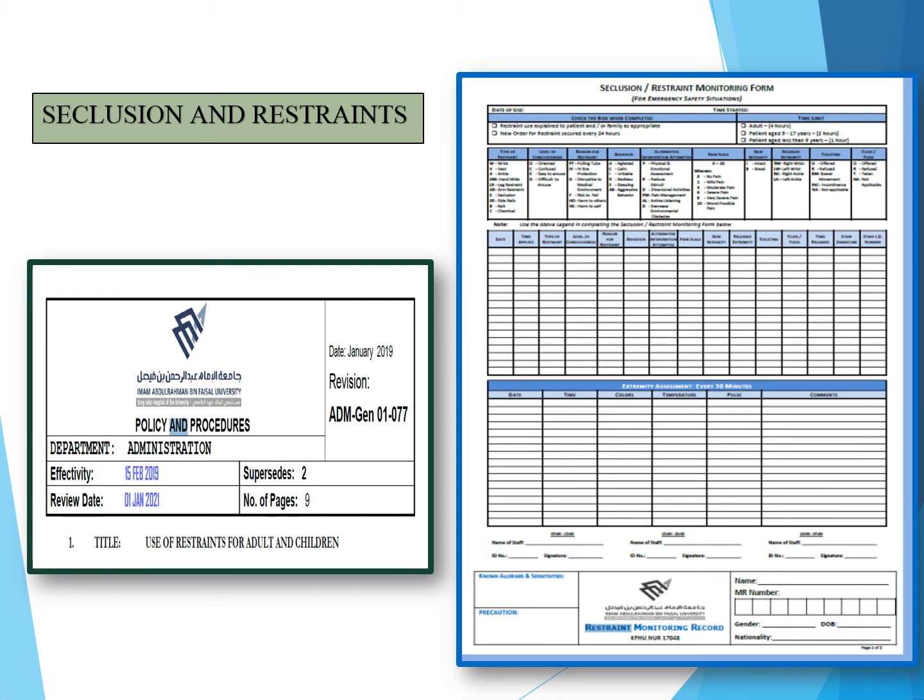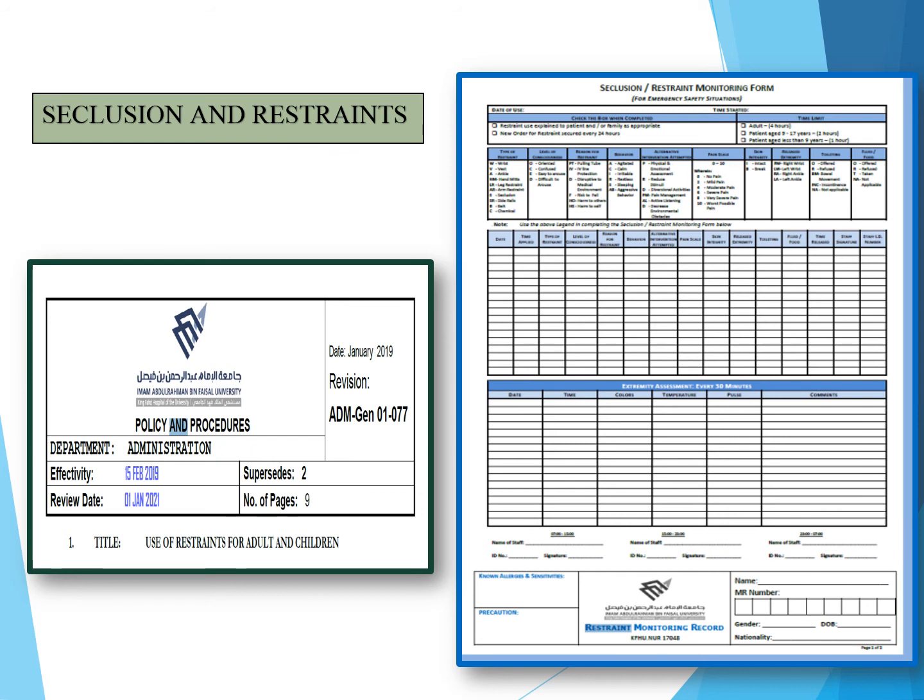For seclusion and restraints, all hospital staff shall be aware of the hospital policy on the alternatives and the appropriate use of restraints within all patient care areas, and ensure that the patient's rights are not violated when restraints are utilized. Restraints are physical or medical devices used to restrict movement of the whole or part of the patient's body to protect the patient or others from injury.